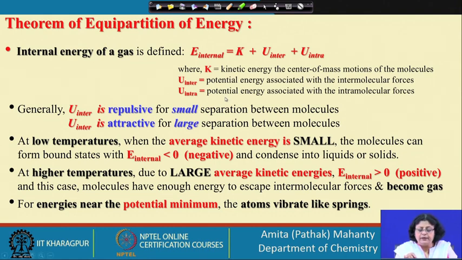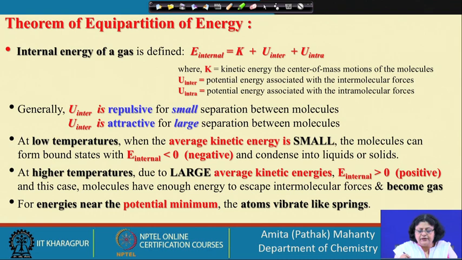What happens when you are talking about the potential energy? The intermolecular potential energy is repulsive when the separation of two molecules is small. When this separation increases, the intermolecular forces act as attractive, and this is how you represent the repulsive and attractive forces. At low temperature, what happens?